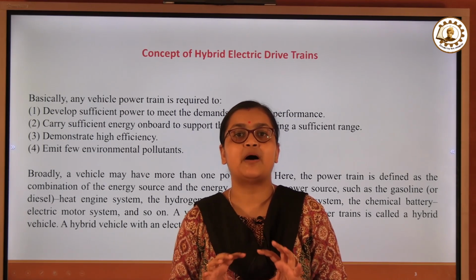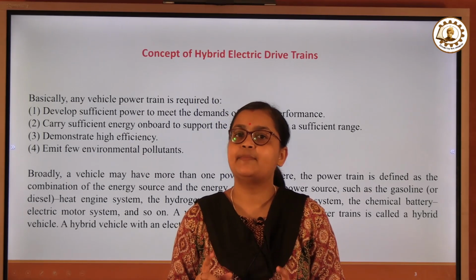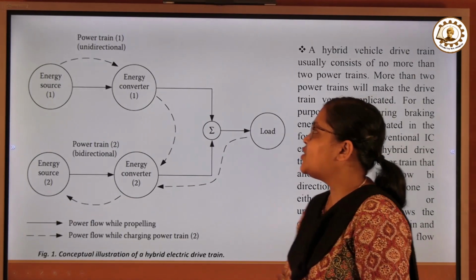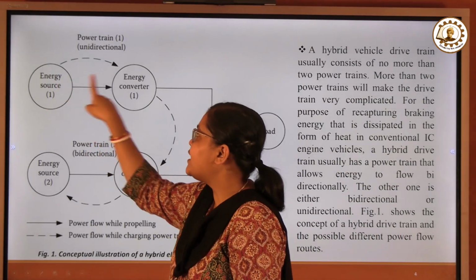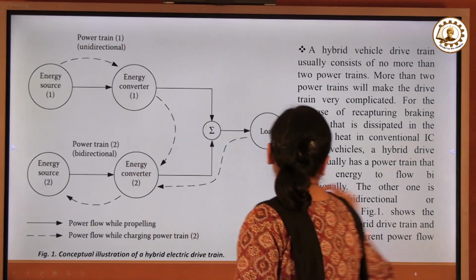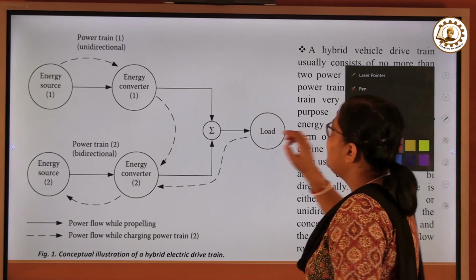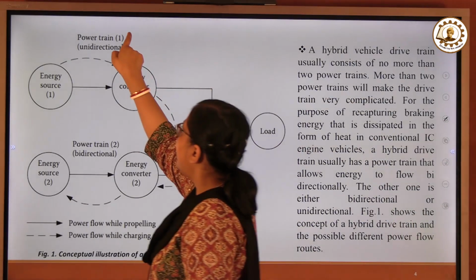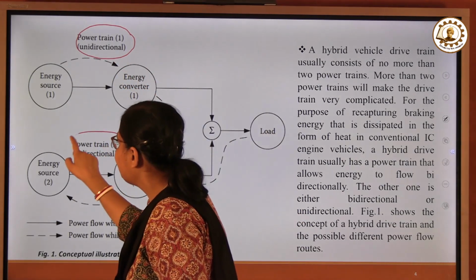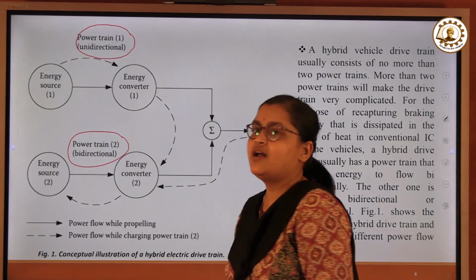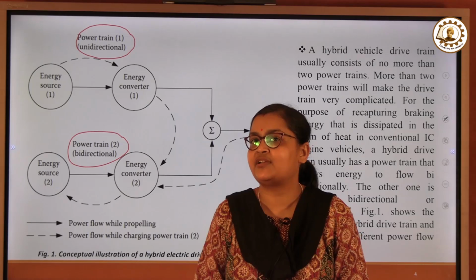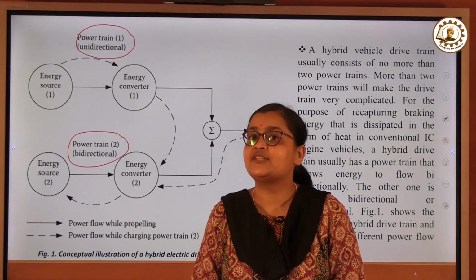So what is the powertrain? The powertrain is the combination of the power source and the power converter, which is illustrated in the next figure. See, this is the energy source 1 along with the energy converter, which comprises powertrain 1. This powertrain 1 is unidirectional in nature and this powertrain 2 is bidirectional in nature. This is the beauty of the hybrid electric vehicle powertrain: one powertrain is unidirectional in nature and the second powertrain is bidirectional in nature.